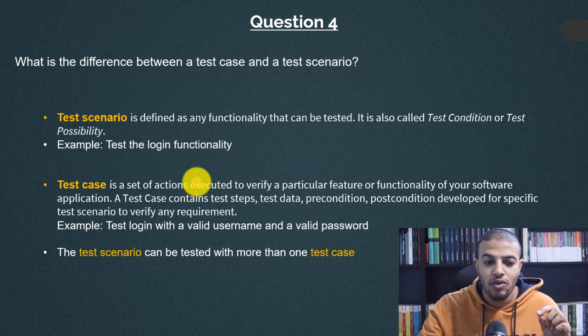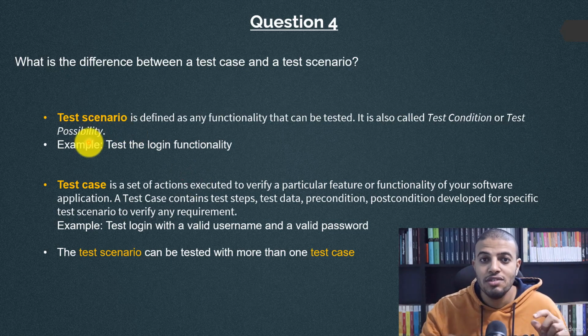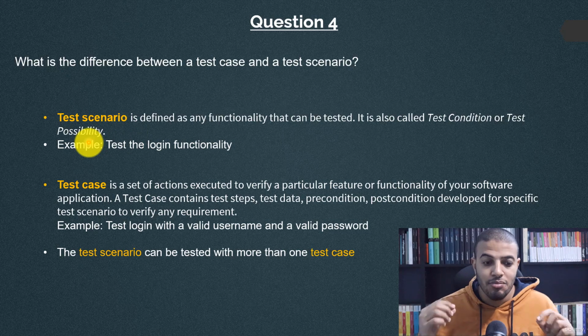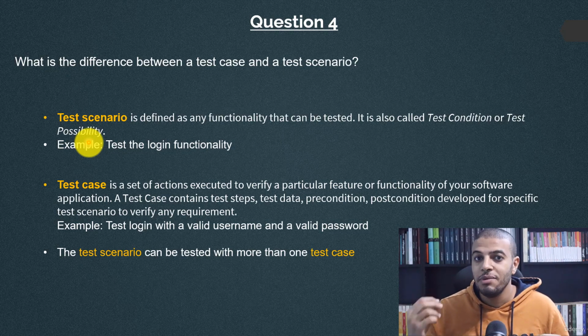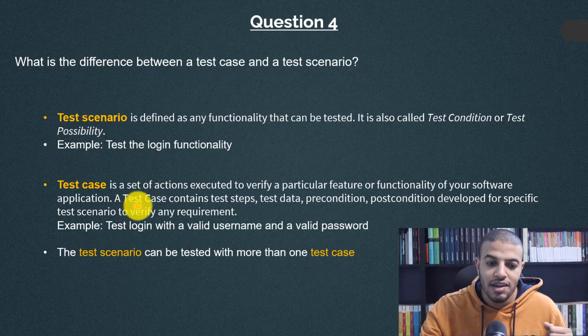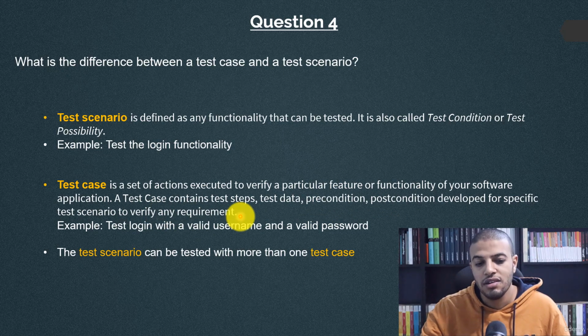Like we see, the test scenario is just one phrase or one sentence, but the test case mostly is a document. It contains some fields like steps, the testing steps, those are the actions, the expected result and the actual result, which is not filled until we execute the test case. So a test case contains test steps, test data, preconditions, post conditions developed for a specific test scenario to verify any requirement.